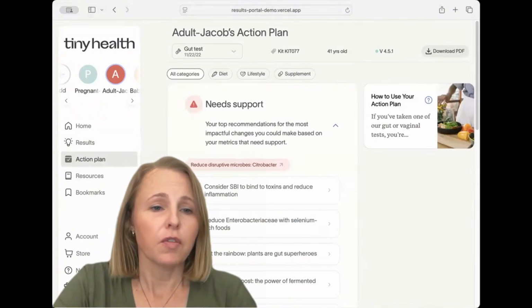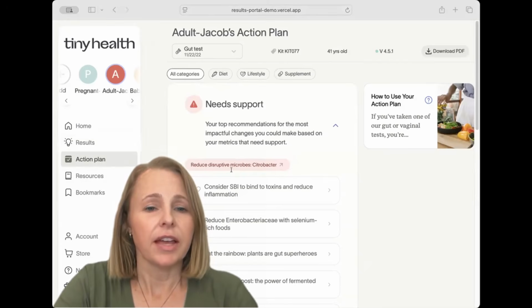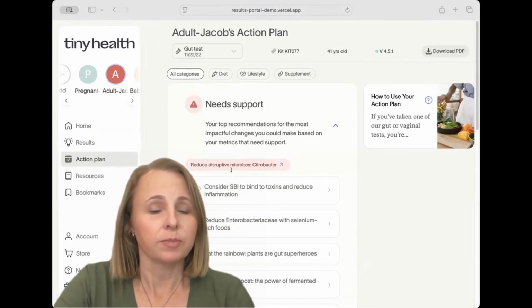Finally, let's move over to the action plan. This section gives you recommendations for diet, lifestyle, and supplements based on your results and your surveys. A few tips for getting started.